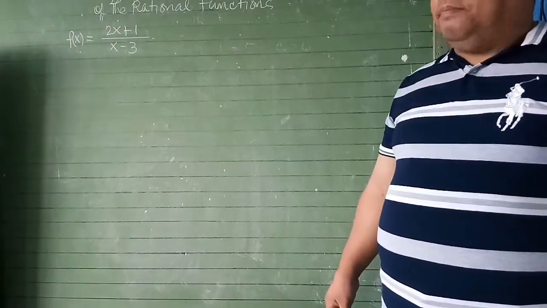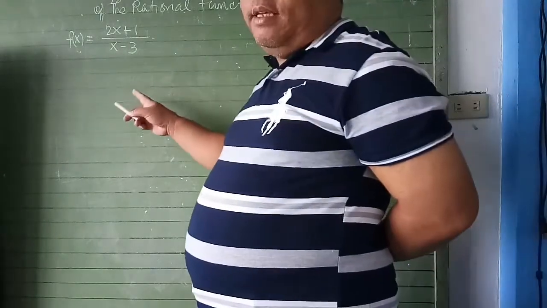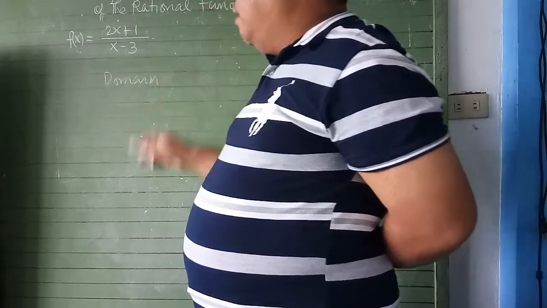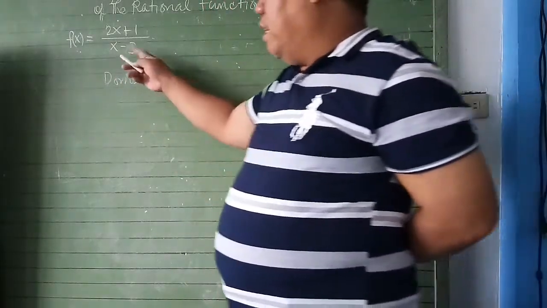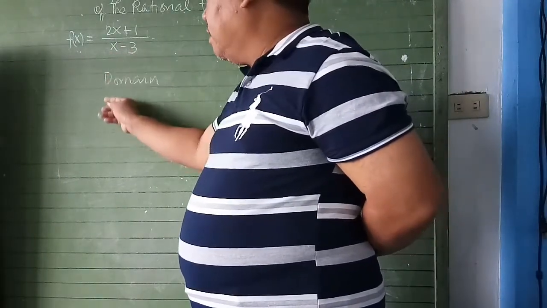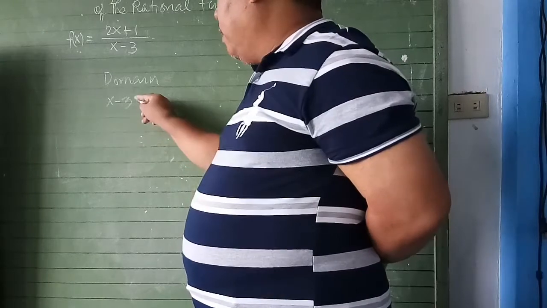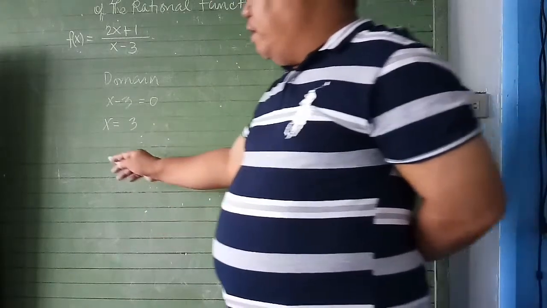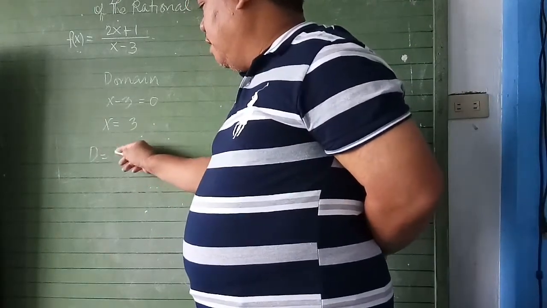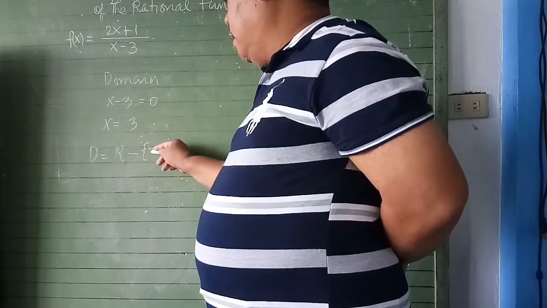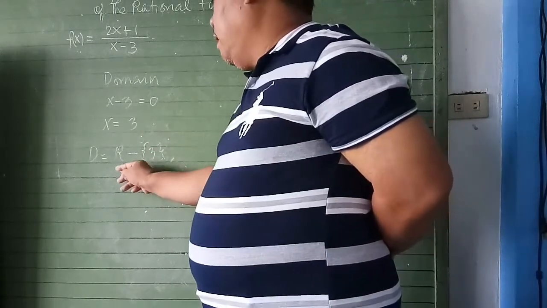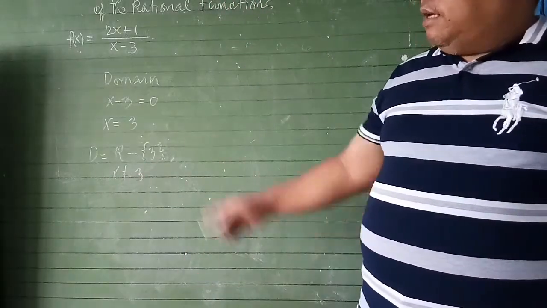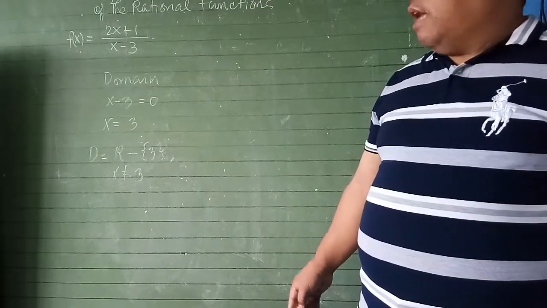Okay, let's go now to the next example. We're going to find the domain and range of this rational function. Let's find the domain here. As we said earlier, to find the domain is to look for the denominator. The denominator is x minus 3. So equate this to 0. So x equals 3. Therefore, the domain should be written as real numbers except 3, or shall we say x should not be equal to 3. It means that at 3, the rational function is undefined.